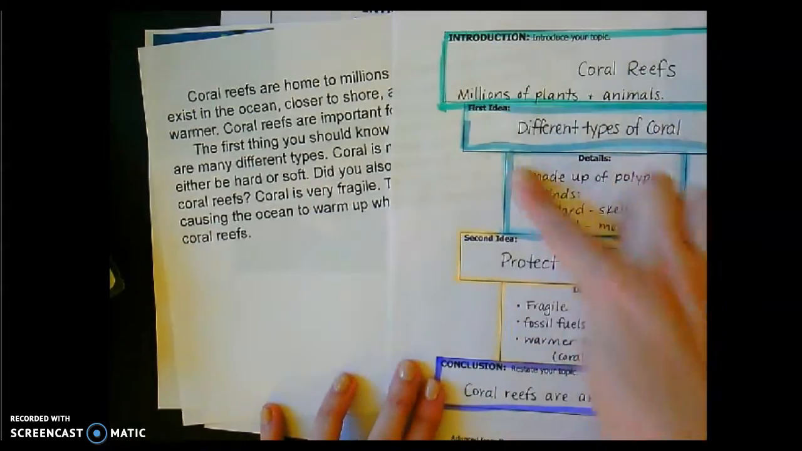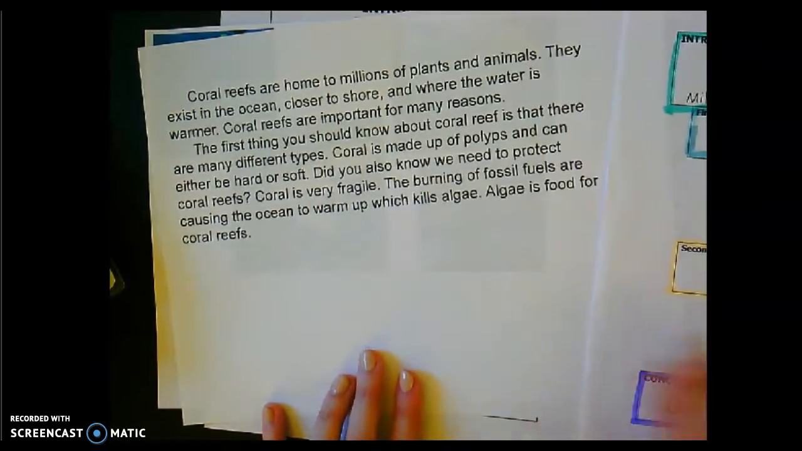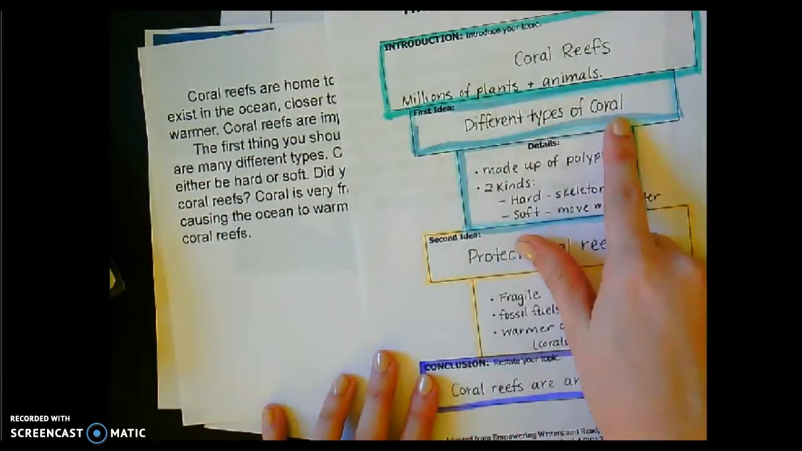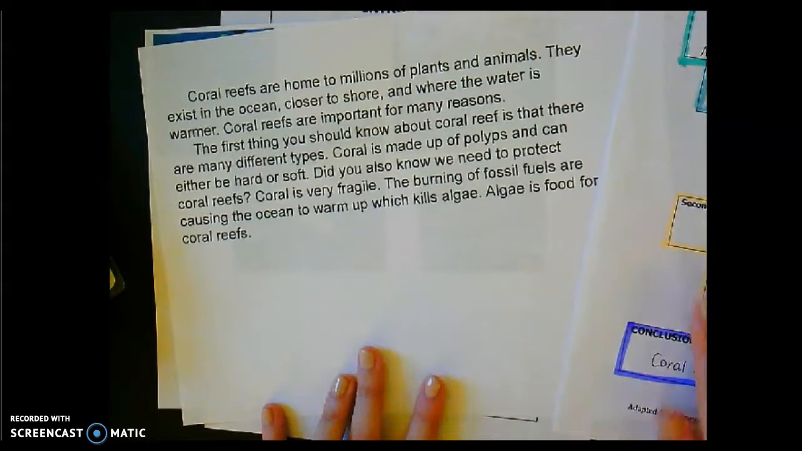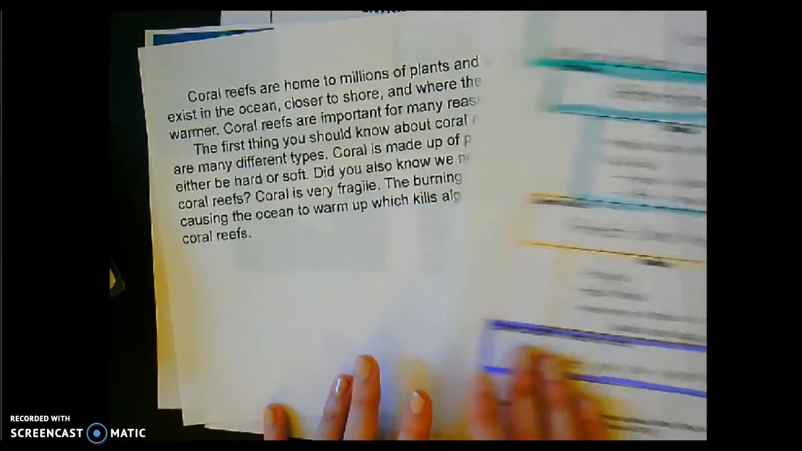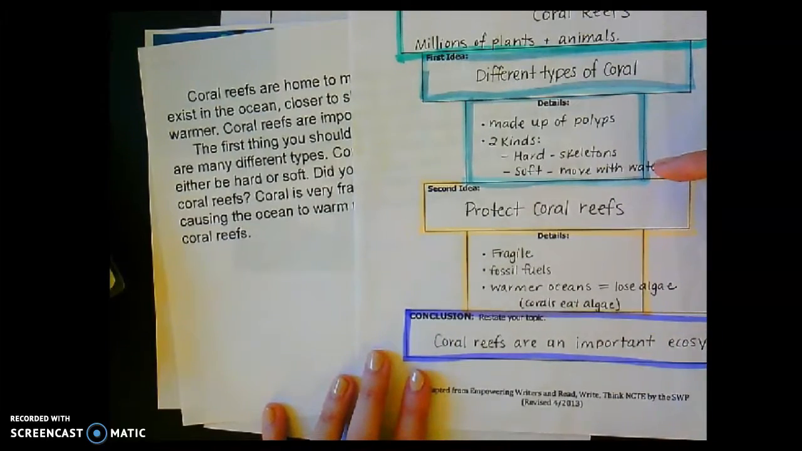Okay, then I went ahead and went to my first idea. The first thing you should know about coral reefs is that there are many different types of coral. Coral is made up of polyps and can be either hard or soft. So then I gave some details.